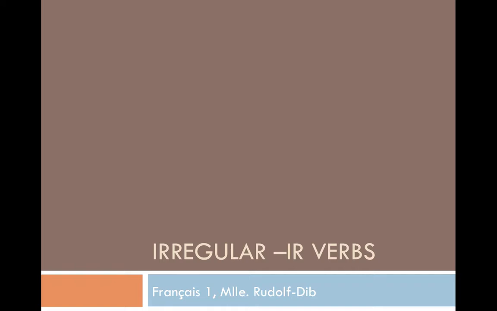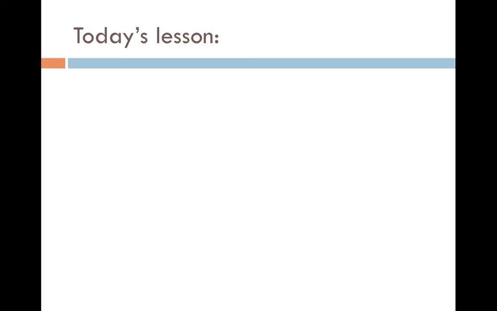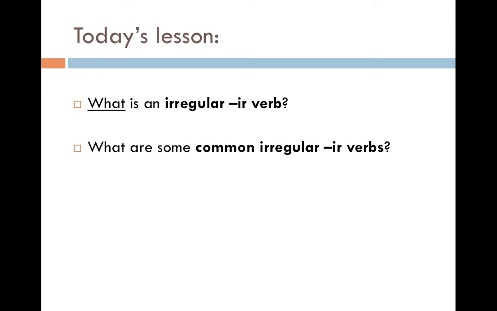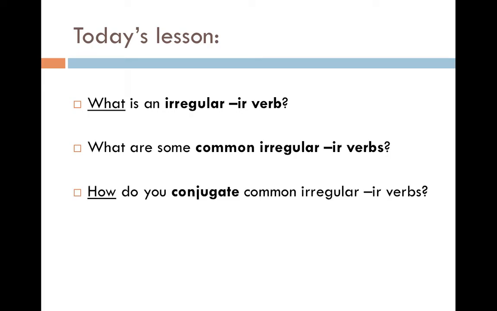Bonjour, today we're learning about irregular IR verbs. So we should be somewhat familiar with what I mean when I say an IR verb from last semester, but now we're throwing a little bit of new information into the mix. So in today's lesson, you should learn what an irregular IR verb is, what some common irregular IR verbs are, and how to conjugate common irregular IR verbs. So these are the three things that we should know by the end of today's tutorial.